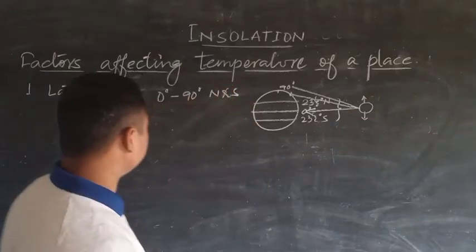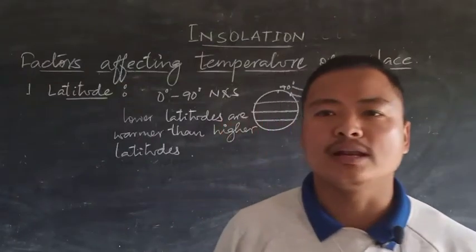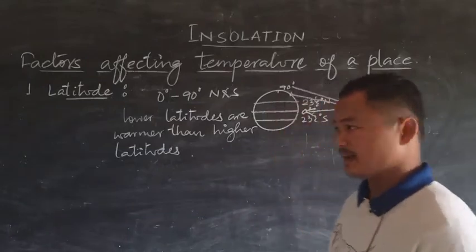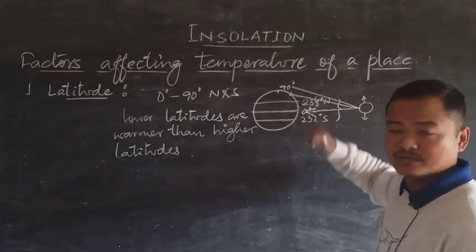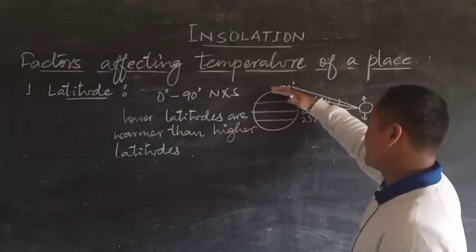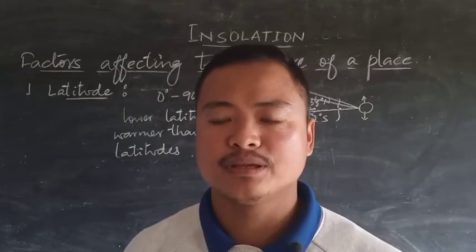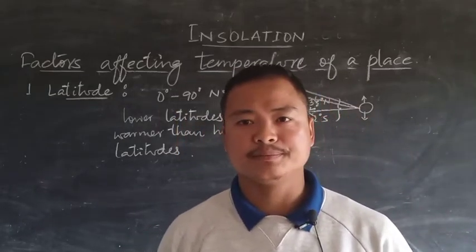Hence, we find in terms of latitude that the lower latitudes are much warmer as compared to the higher latitudes, because the lower latitudes receive almost vertical rays of the sun throughout the year, while the higher latitudes mostly receive the slanted rays of the sun. So this is how latitude affects the temperature of a place.